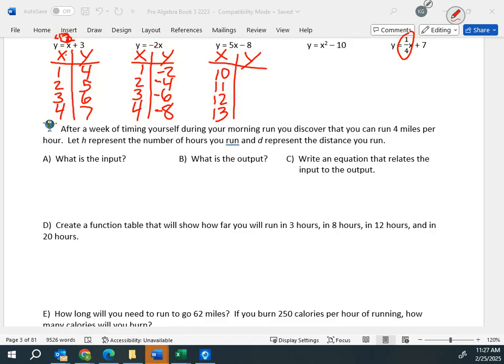Who can do that math? If I put the 10 into my equation. Claire? 42. What if I put an 11 in? David? 47. What if I put 12 in? Michael? 52. And what if I put 13 in? Amala?